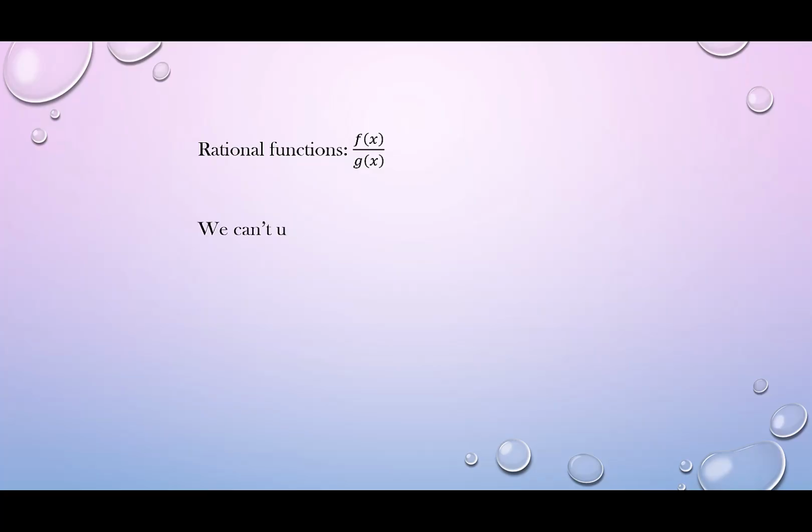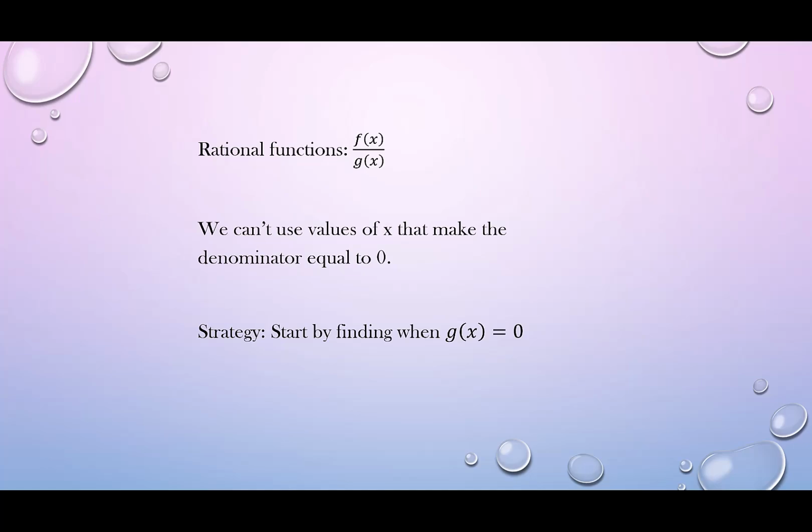When you're finding the domain of rational functions, it's important that we don't use values of x that make the denominator equal to 0. Because of that, we're going to use this strategy. We're going to start by finding when g of x is equal to 0, then we can take those values out of the overall domain.